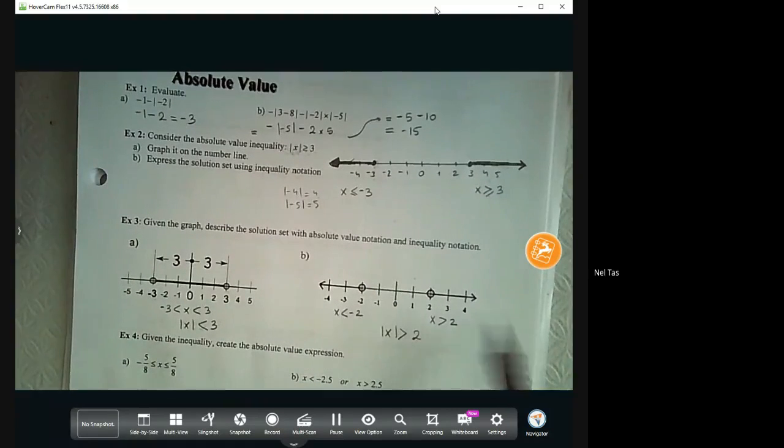And you can always check if it works, right? So take one solution from here, let's say 3. Sub in. Is this good? Yes, right? Absolute value of 3 is 3, which is greater than 2. Or take a value that is less than -2, let's say you take -4. Sub in. Absolute value of -4 is 4, which is greater than 2.